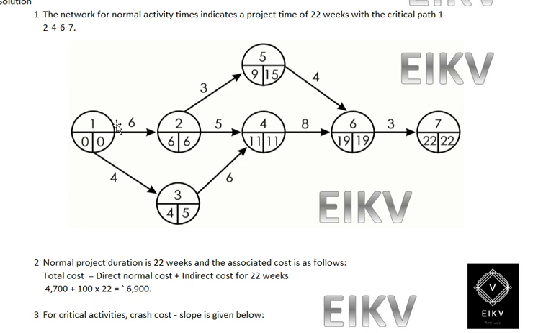So before that I would like to explain this one. Here we have 3 portions, separate portions. One is the activity and second one over here is the duration, and this one is the early start time and this one is the early finish time, right? Yes. So going ahead with the solution.